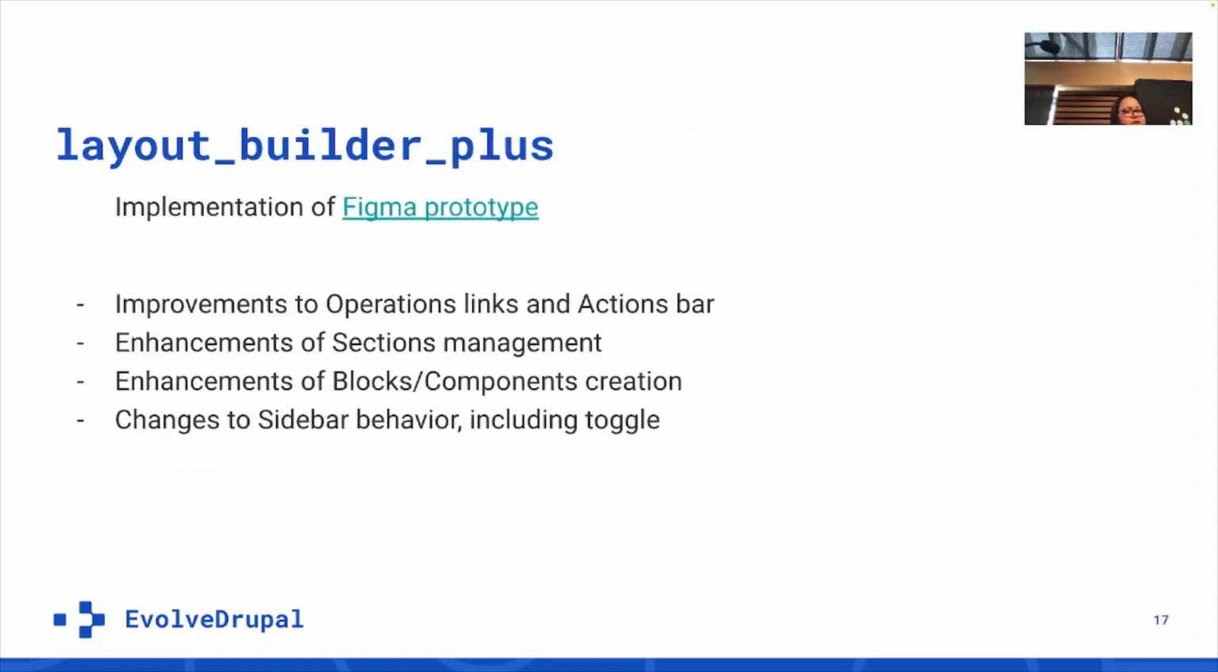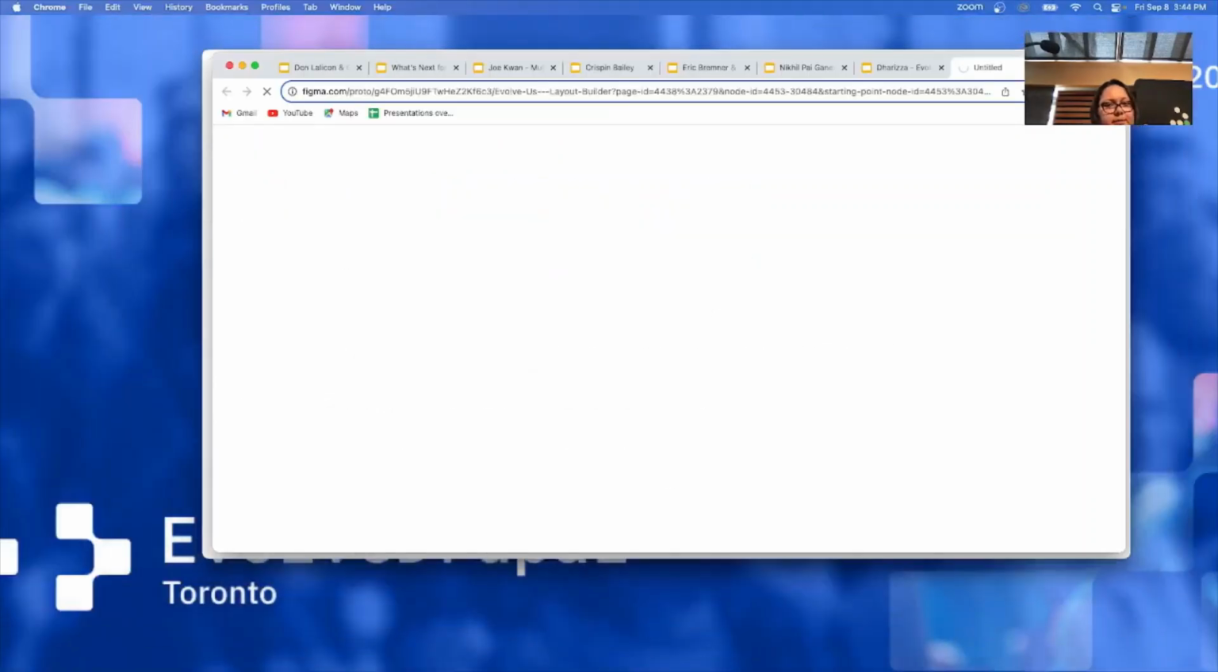And in this Layout Builder Plus, we want to implement the things from the Figma prototype that we created, including some improvements like improvements to operation links, improvement to the actions bar, giving more contextual information to the user. For example, when they are through their user journey, sometimes they don't know in what step of the journey they are. So if we can add that kind of information, even in the same sidebar, that is great. We want to add some enhancements to blocks and components creation and to the sidebar behavior in general.